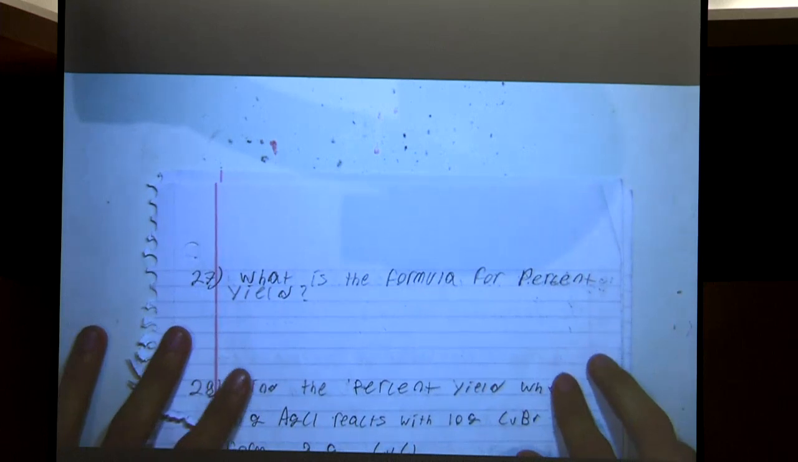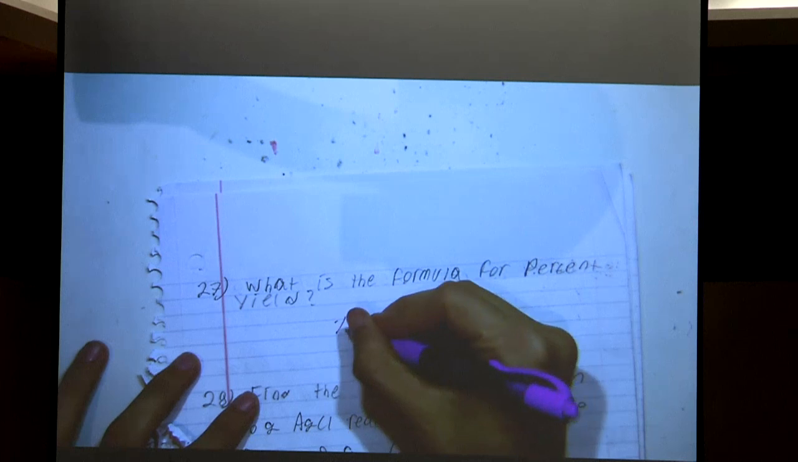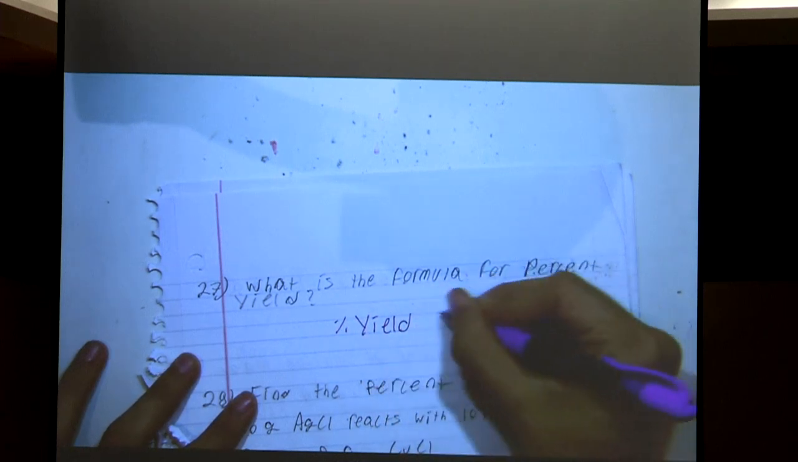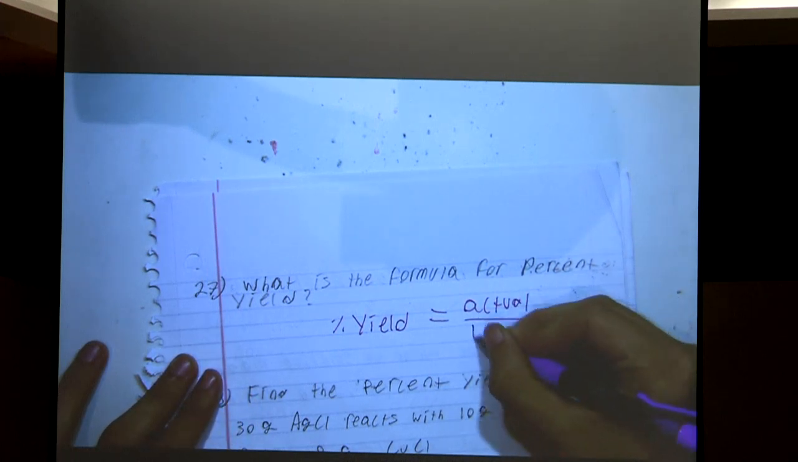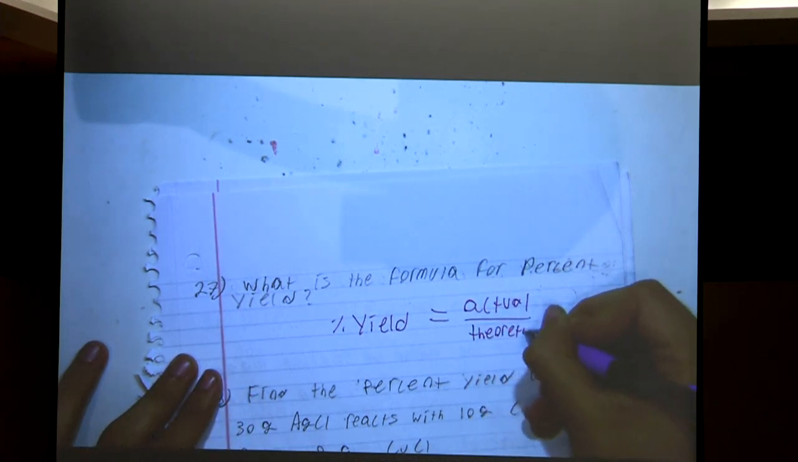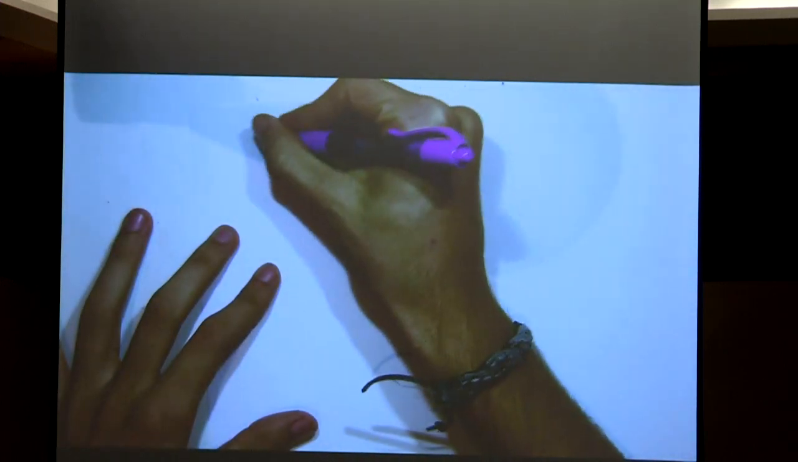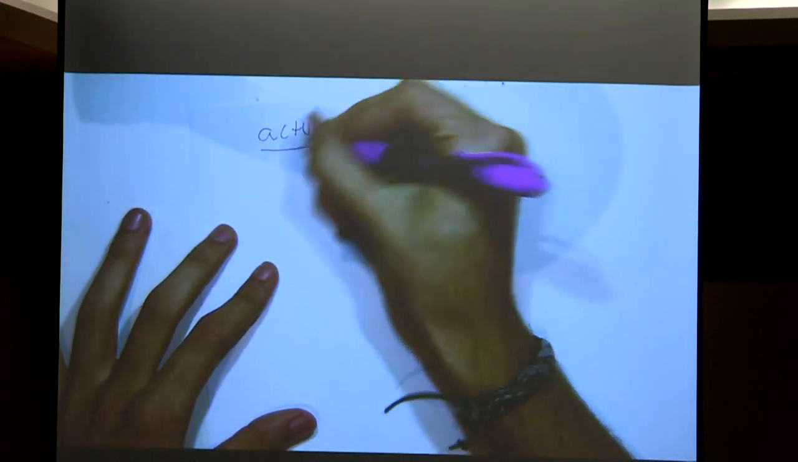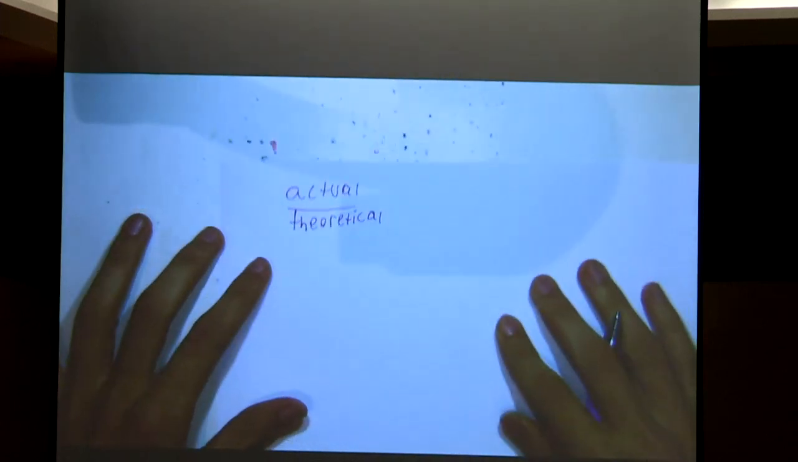All right, 27. What is the formula for percent yield? Percent yield is equal to actual over theoretical times 100. All right, let's mess around with this a little bit more. So we know it's actual over theoretical.